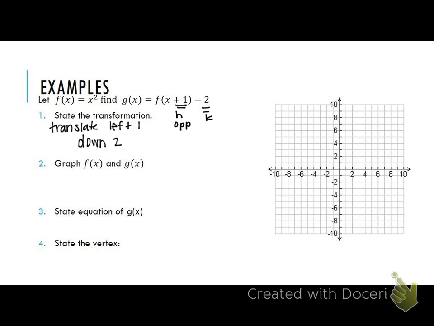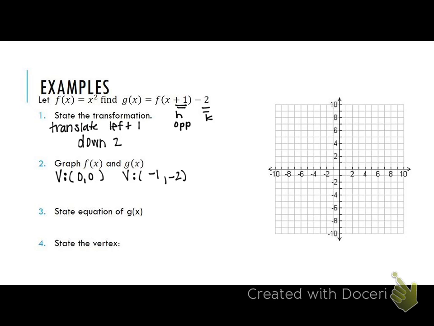So f of x has a vertex at what? 0, 0. And where would g of x's vertex be, based on the fact that we're going left 1, down 2? Left means it's going to be negative 1. And down means it's also going to be negative 2. Do you see how that transformation basically tells you what your vertex is? So you can get that transformation from your vertex.